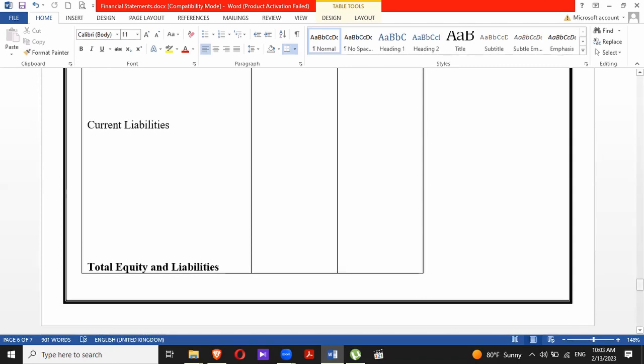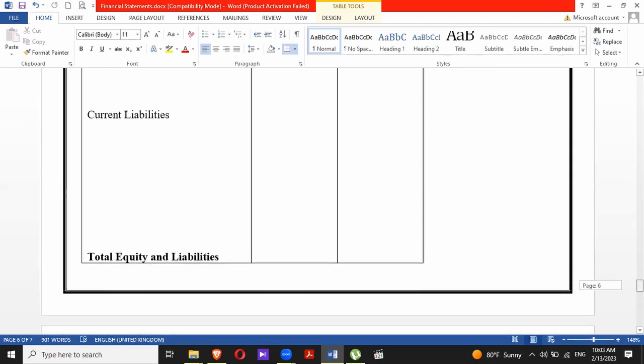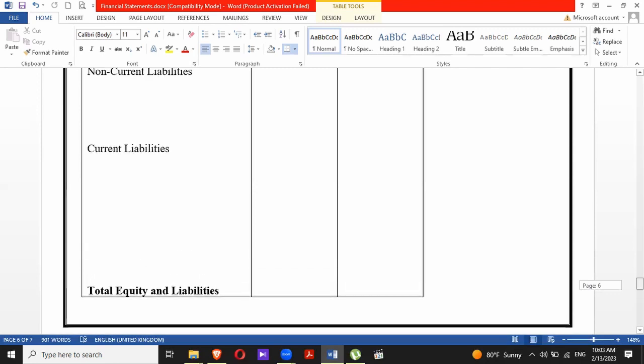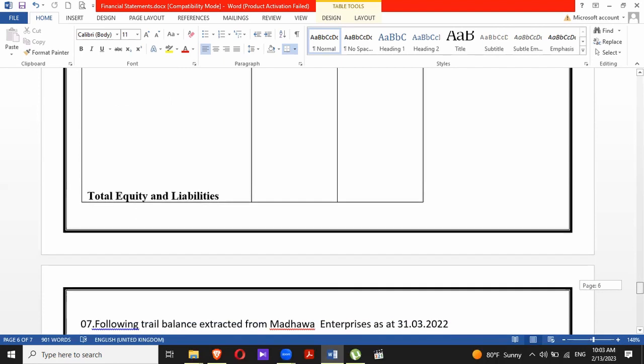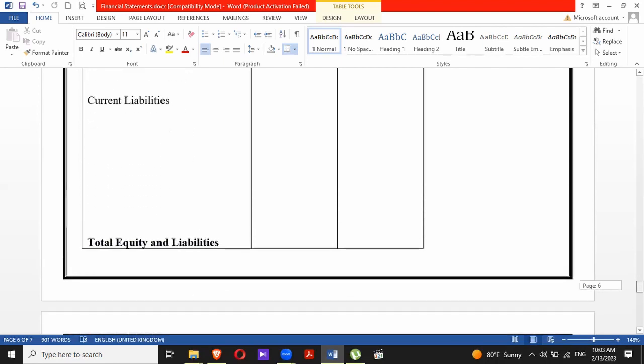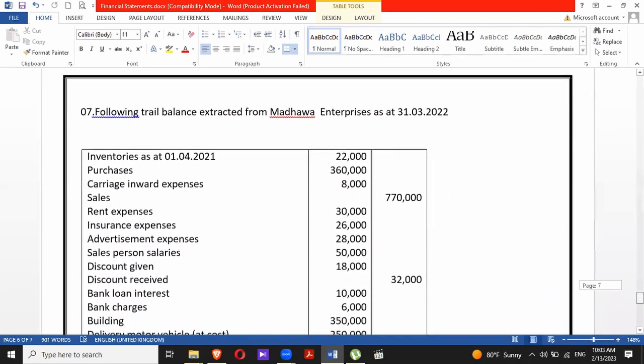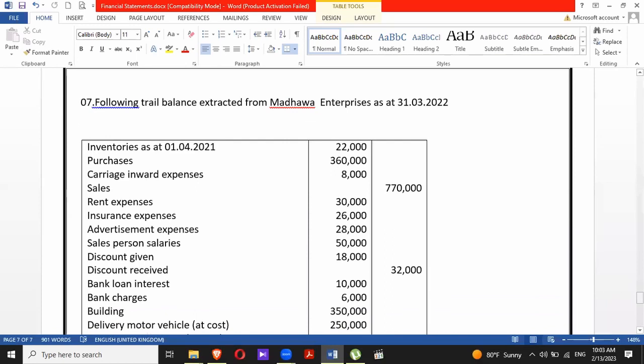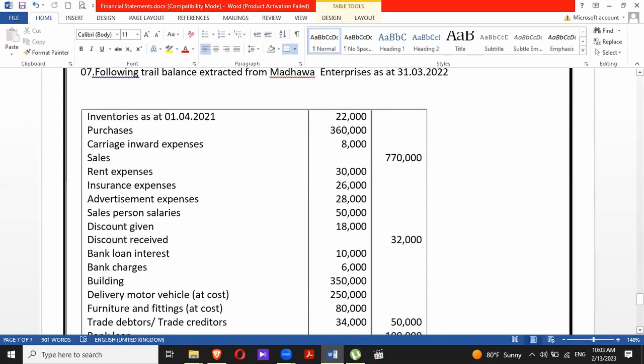So altogether, 2 pages you have to utilize to prepare these basic structures. Now we have already prepared the structures. Let's move to the question. This is our question: following trial balance extracted from Madhav Enterprises as at 31st March 2022. So look at the trial balance here.